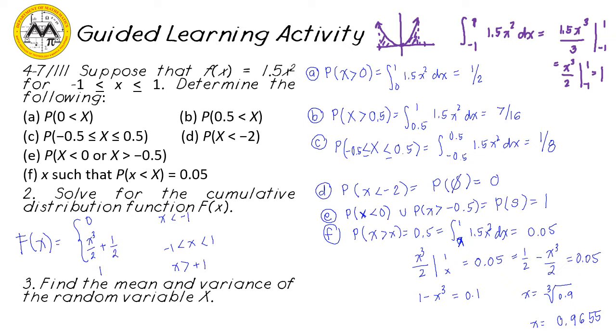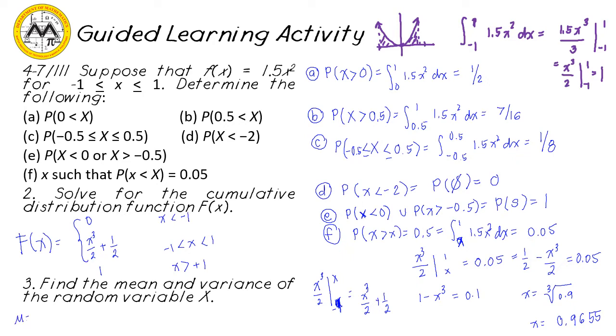So where does the positive 1 over 2 come from? If we substitute x cubed over 2 from negative 1 to x, it would be x cubed over 2 minus negative 1 half, so plus 1 half. So that's why we have this one.